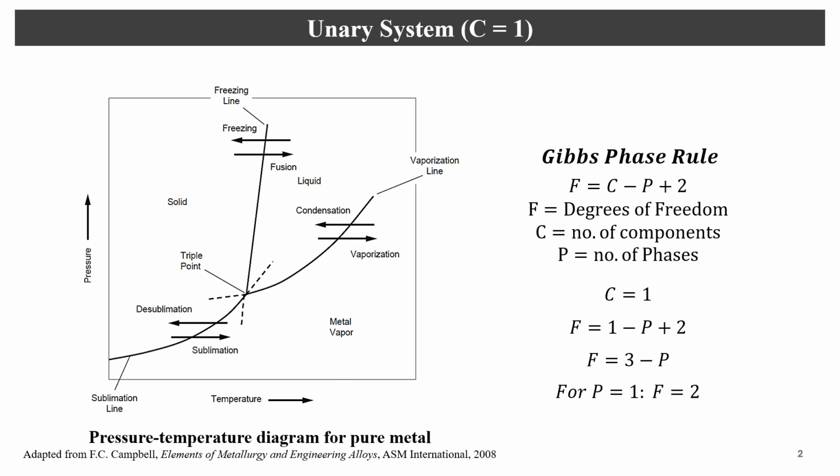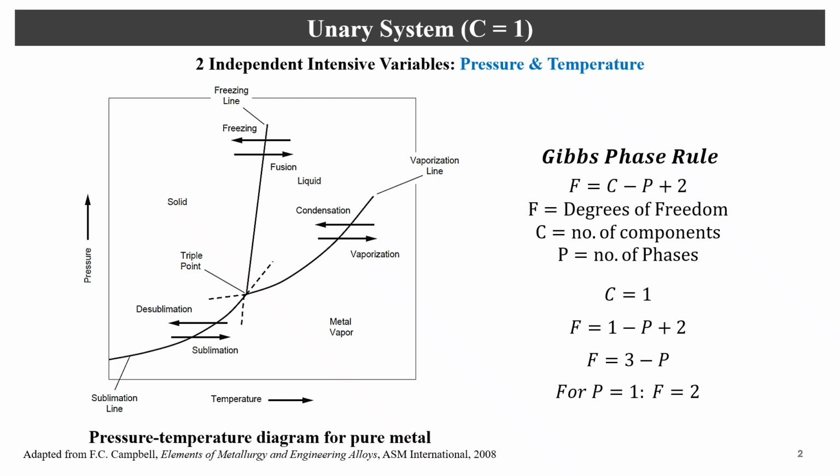What does this mean? This means we will be having a maximum of 2 independent variables to represent a unary system. They are pressure and temperature. This is the reason why we are seeing all our unary phase diagrams between pressure and temperature.